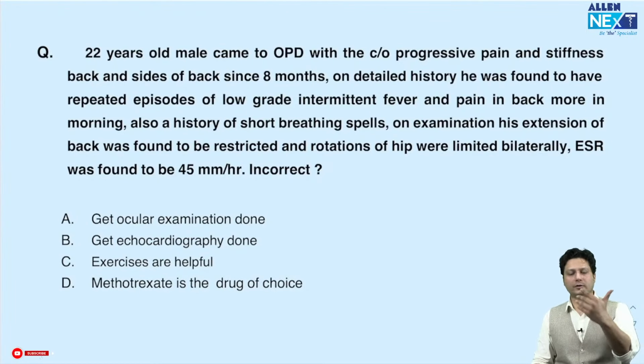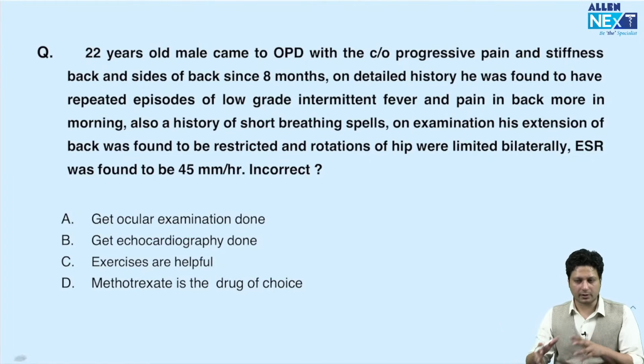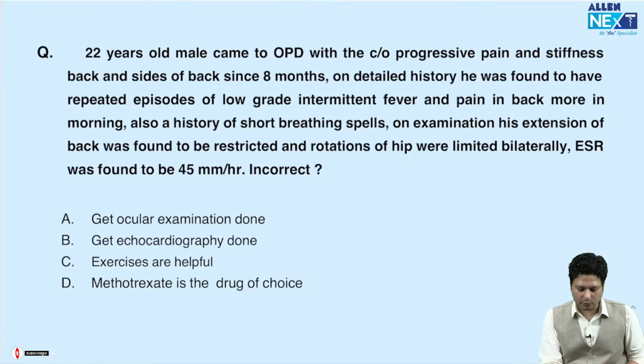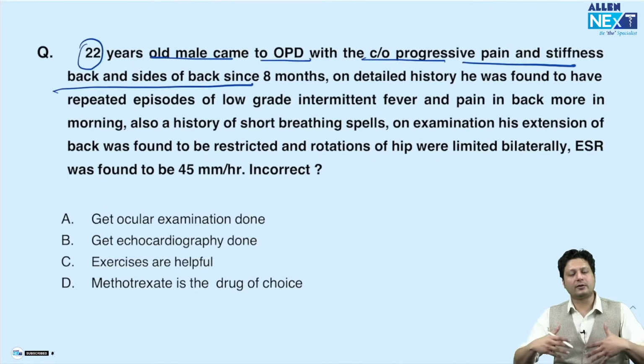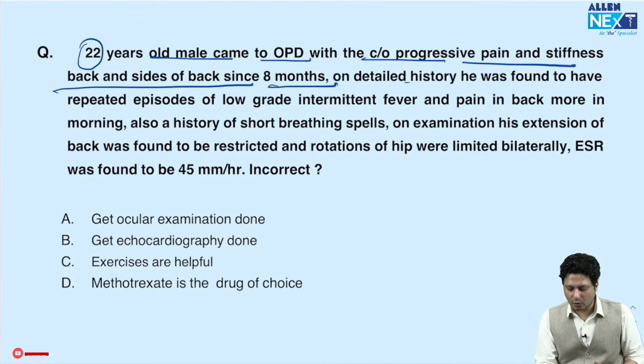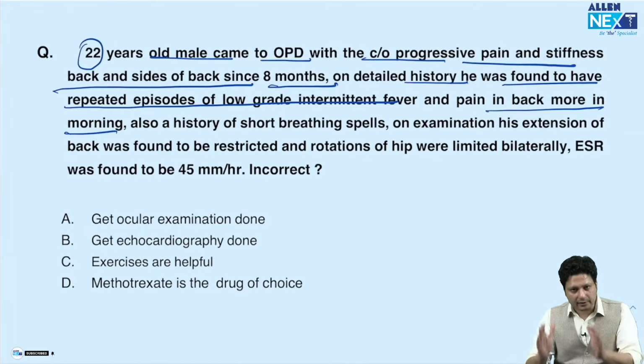Now, if you come across a question, for example, knowing about the differences between the two, let's talk about the question that a 22-year-old male came to OPD with a complaint of progressive pain and stiffness in the side as well as on the back for the last 8 months. On detailed history, he was found to have repeated episodes of low-grade intermittent fever and pain in the back, which is more in the morning. So all these features, till this point of time, are relatively commonly shared.